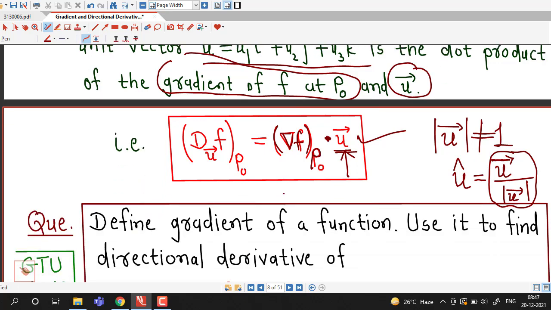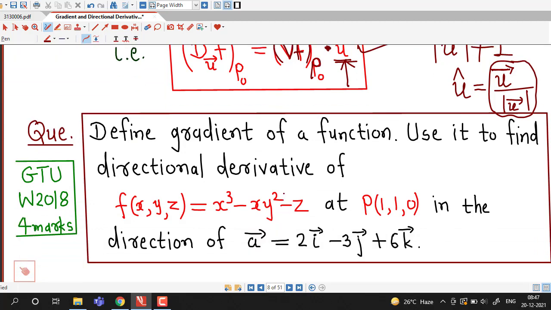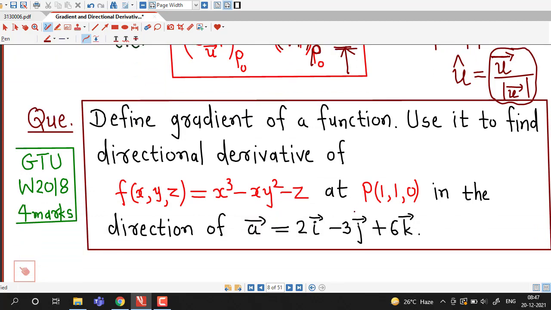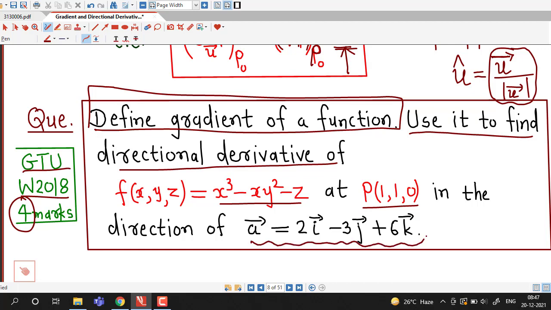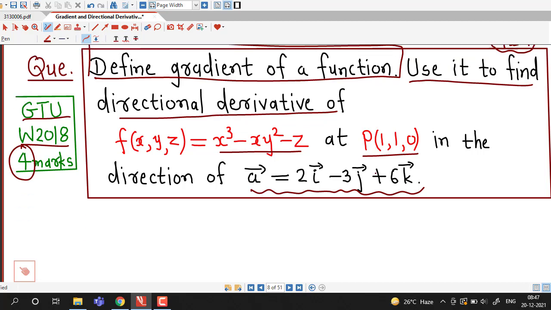So with this in mind, we find out this directional derivative in this problem. So this question was asked in GTU Winter 2020 examination. First we have to define gradient of a function. So we have already defined gradient of a scalar function. Use gradient to find out directional derivative of this function at point (1, 1, 0) in the direction of this vector a bar equal to 2i minus 3j plus 6k.